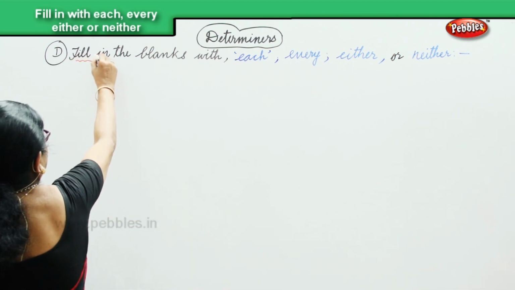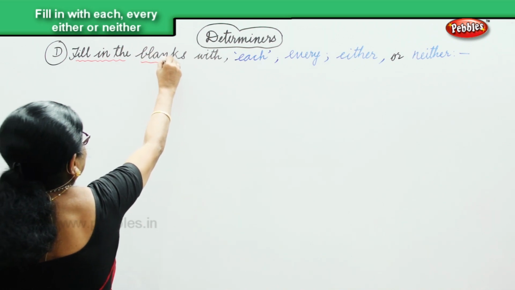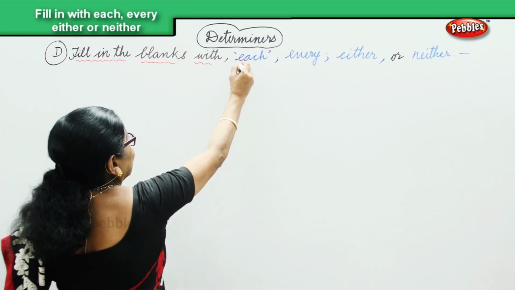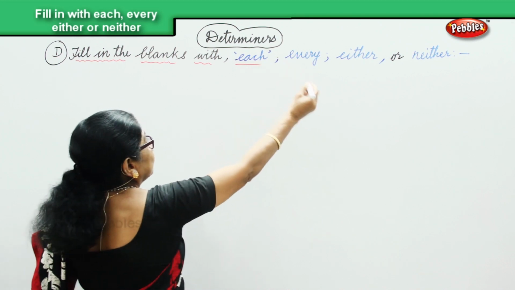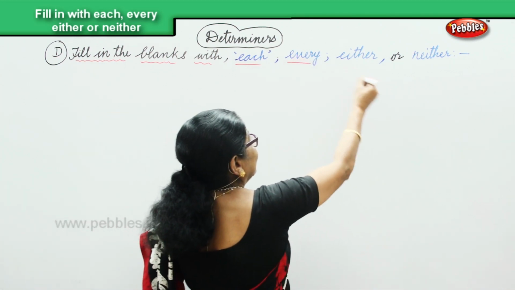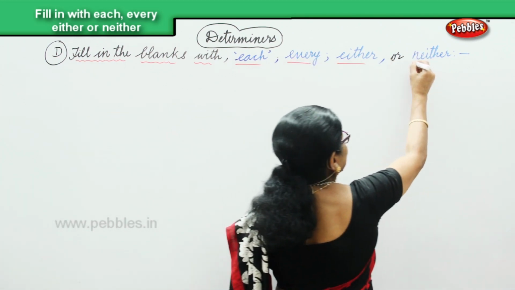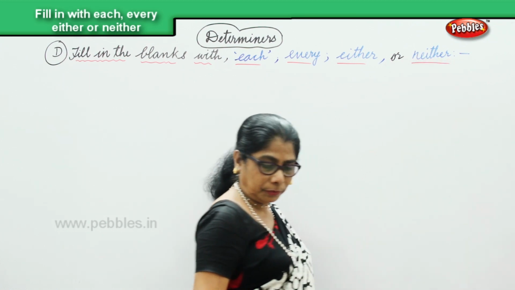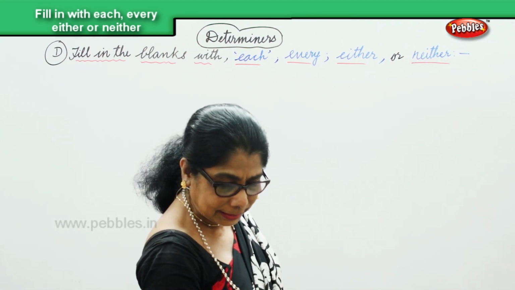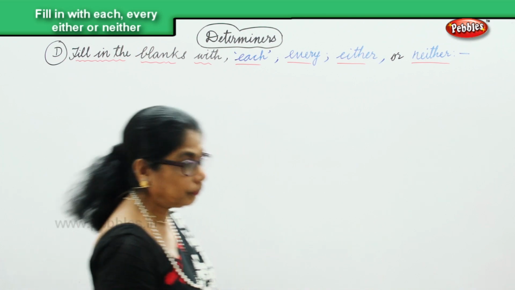So this is the fourth exercise. Fill in the blanks with each, every, either, neither. Okay? Now let's look at the sentences I have for you.